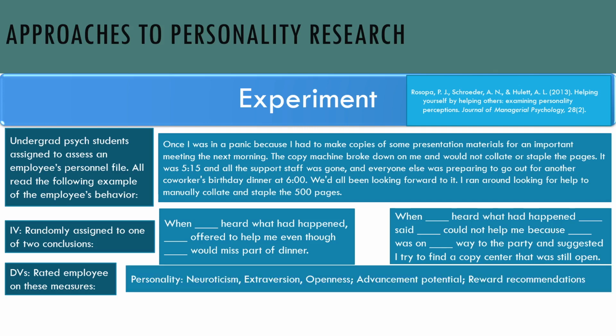So there were the personality traits of neuroticism, extroversion, and openness. The student had to say how neurotic they thought the employee was, how extroverted they thought they were, how open to experience they were. Then they had to rate them on advancement potential and give reward recommendations about what kind of boost in income or whatever reward the undergrad student thought that the employee deserved.